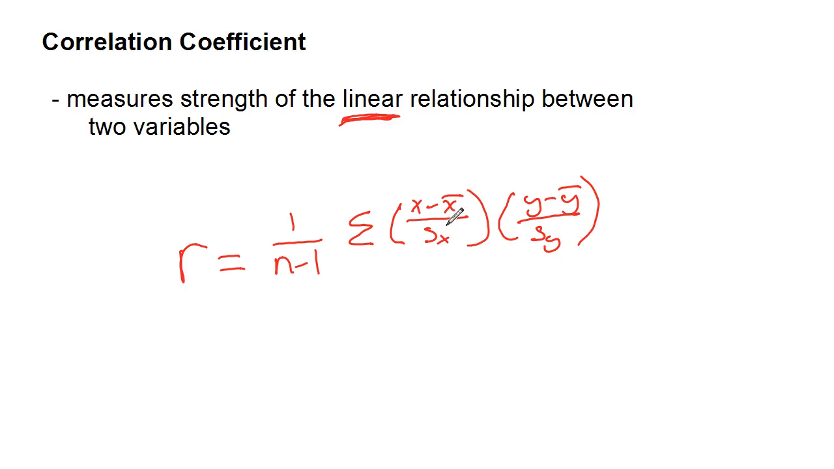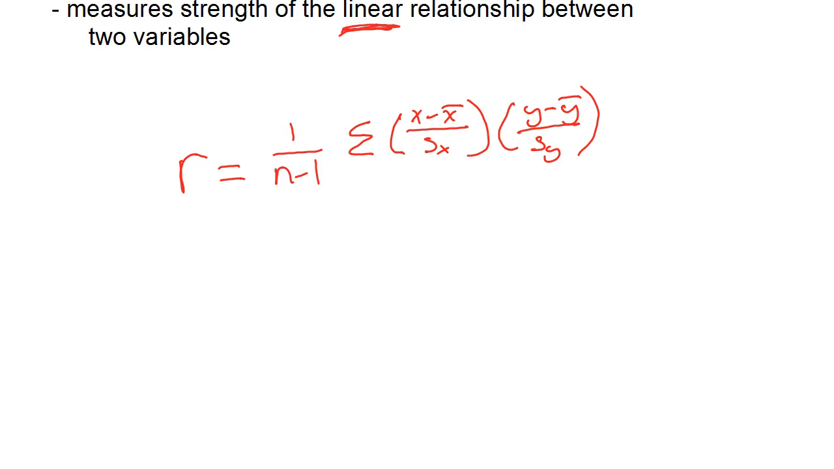So what we're going to do is take each x value and subtract the mean for the x values from it and divide by the standard deviation. We're going to do the same thing with the y values. We're going to take y minus its mean and then divide it by its standard deviation. We'll multiply those. After we have multiplied them, we will add them all up. And then we'll divide by n minus 1.